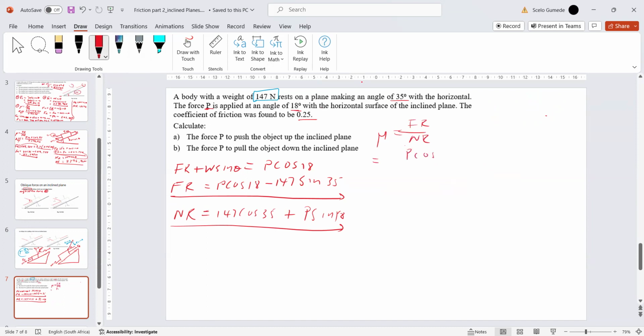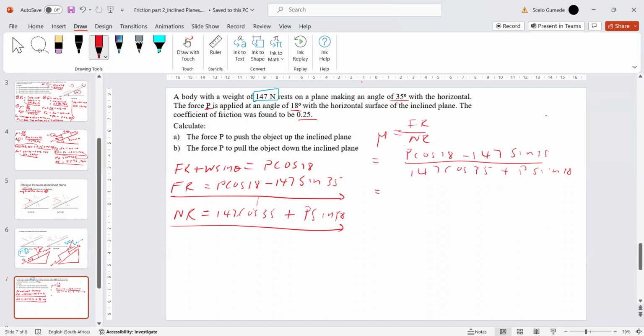P cos 18 minus 147 sine 35, all over 147 cos 35 plus P sine 18. These two, we are substituting them there. Now, let us simplify. You should be able to simplify this and get what?